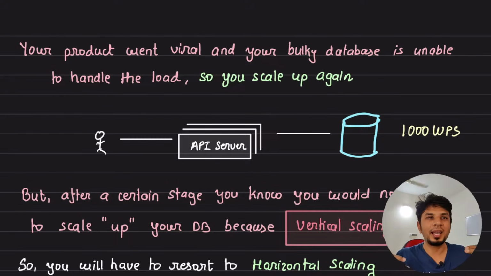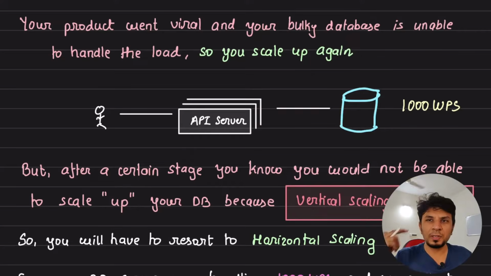You said, hey, let me add more CPU, more RAM, everything it requires, because now my product is going viral, my business will take off. So let me scale up my database once again. So then you scaled it up. Now you are supporting 1000 writes per second with read replicas and whatnot. And you are very happy that your system is working fine.